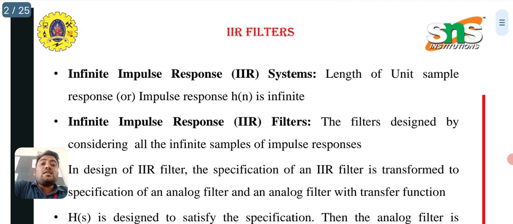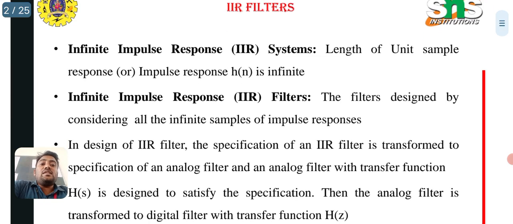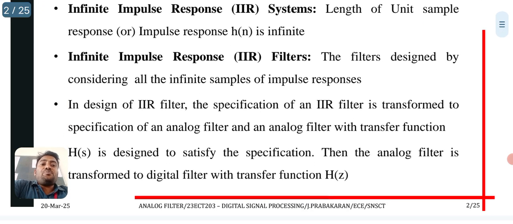The filters are designed by considering all the infinite samples of the impulse response. In design of IIR filter, the specification of the IIR filter is transformed to the specification of an analog filter with transfer function H of S. H of S is nothing but the transfer function for the analog filter. Then the analog filter is transformed to a digital filter with transfer function H of Z.